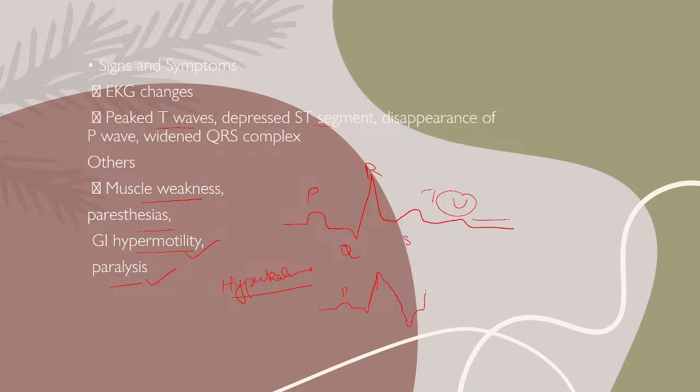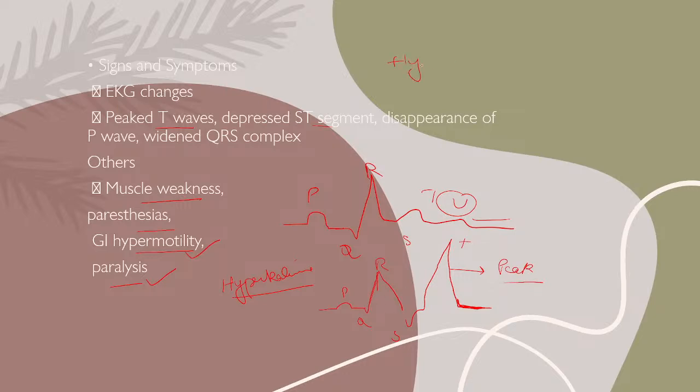Then the T wave would be peaked, like this, and the ST segment would be depressed. All right. So the patient who is having severe hyperkalemia, his ECG would look like this. See, P wave is depressed, QRS is wide, and T wave is peaked. This is peaked T wave, and this is widened QRS complex.